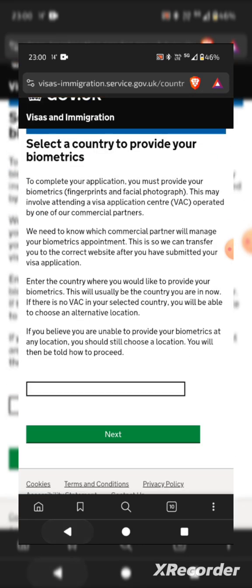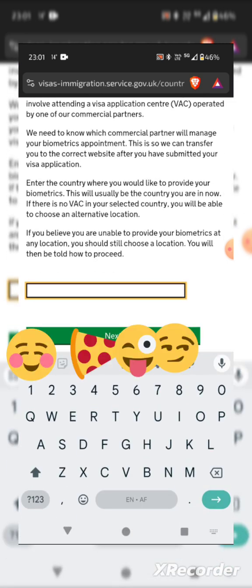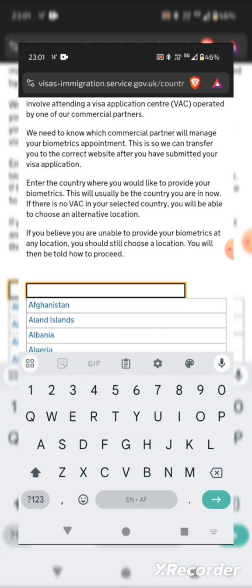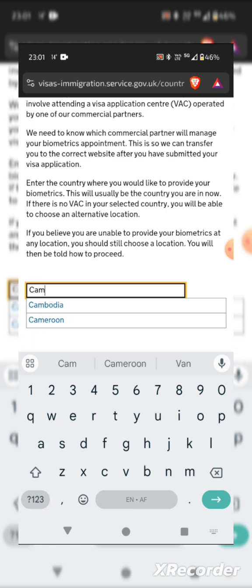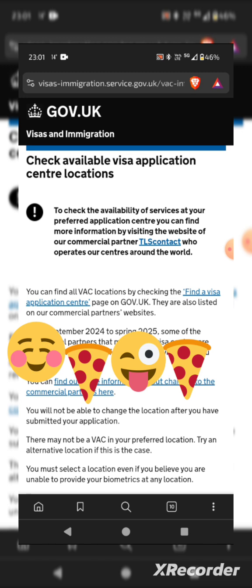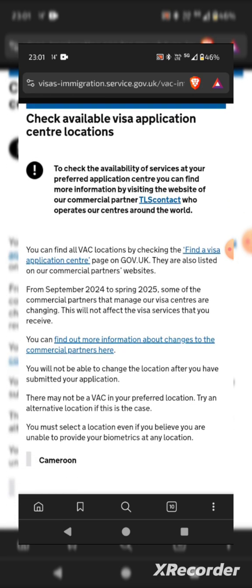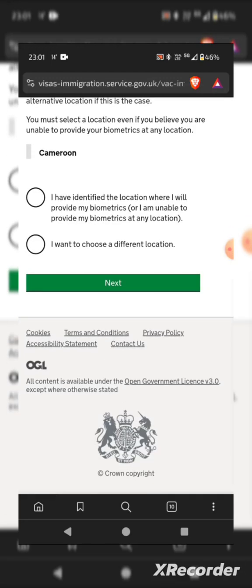So one of them, either TLS or VFS, they're the commercial partners. So make sure you are aware of that. So let's continue with Cameroon. You can actually find all visa application locations by checking the find a visa application center page. So make sure you read this. Don't just be clicking and following what I'm doing.